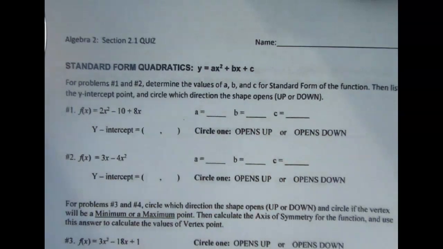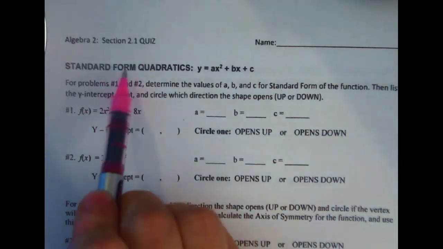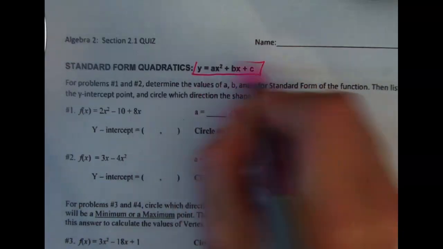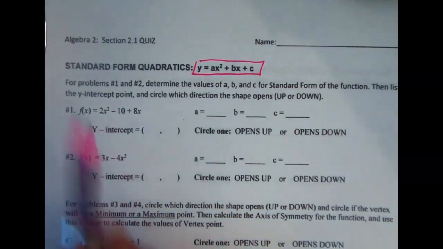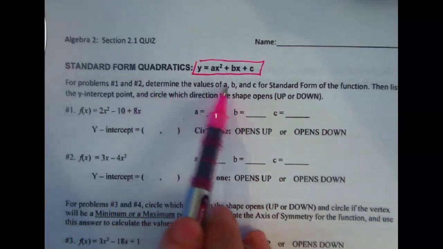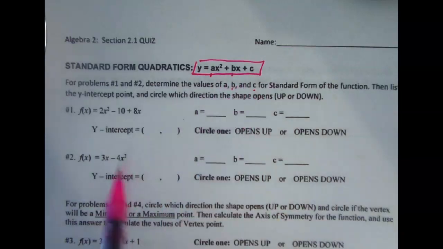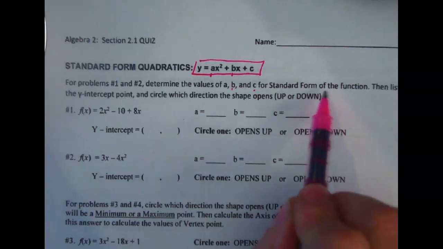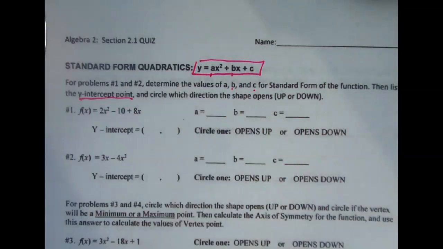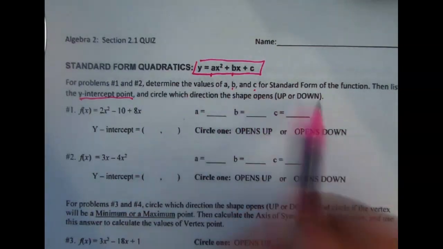Okay, so here is our quiz for today. Section 2.1, standard form quadratics. And we have our standard form right here. So for problems 1 and 2, you're going to determine the values of A, B, and then C for the standard form of the function. Then you will list the y-intercept point and circle which direction the shape opens, up or down.